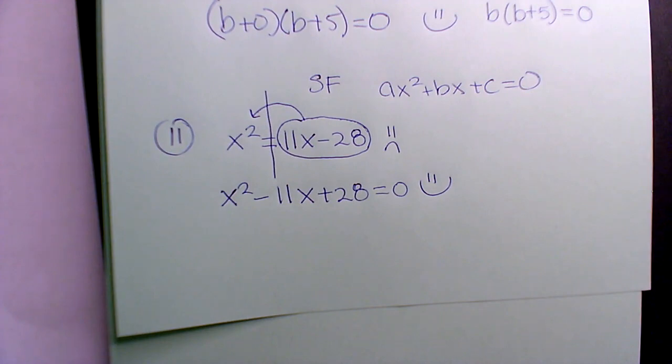All the terms need to be on the same side of the equal sign, and ideally you want the a value to be 1. Positive 1, not -1, because then you have the GCF.